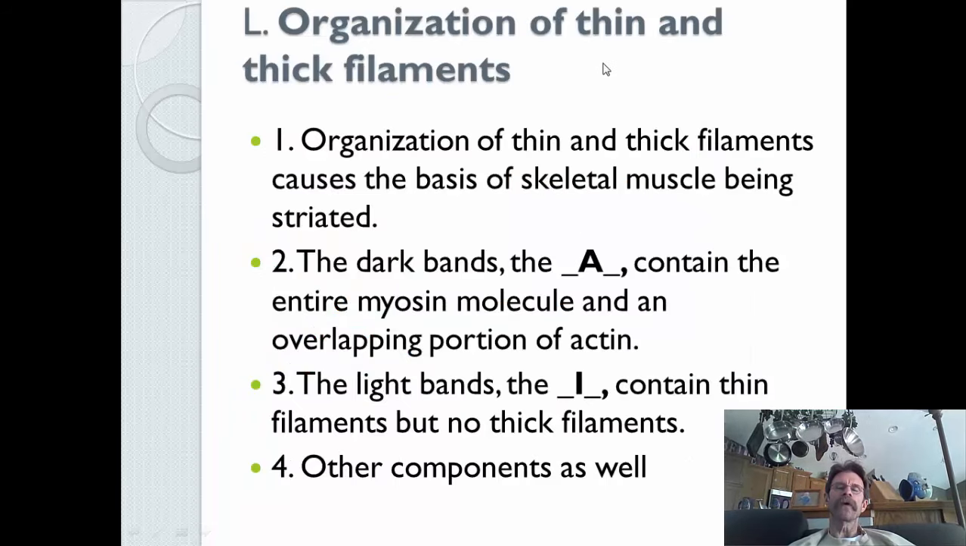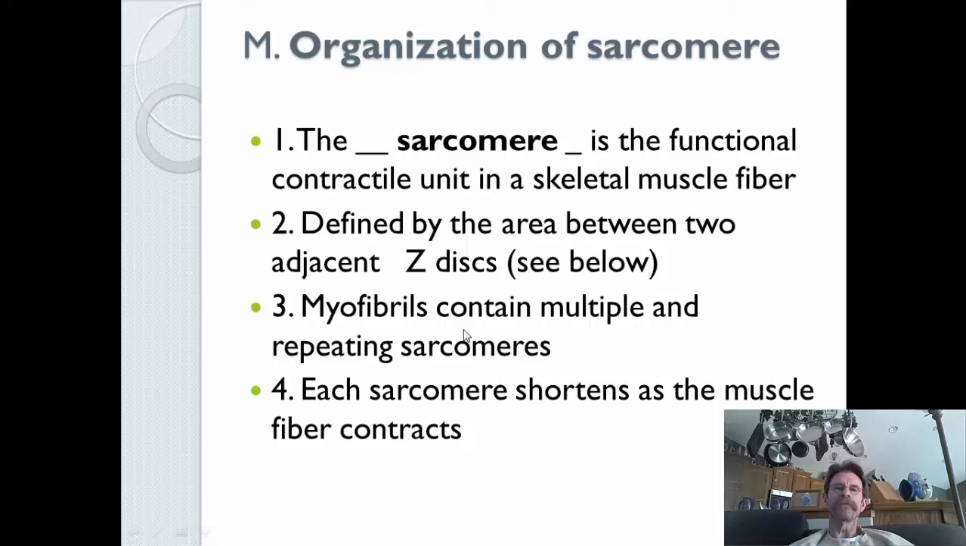We talked about here the organization of these thin and thick filaments create the dark bands or the A bands, A, dark, and the light bands, I, light. The dark band, again, is where we have the combo, the overlapping myosin and actin. And there's obviously other things in here as well, but this is going to be the basic aspect that you'll need to know for 211.